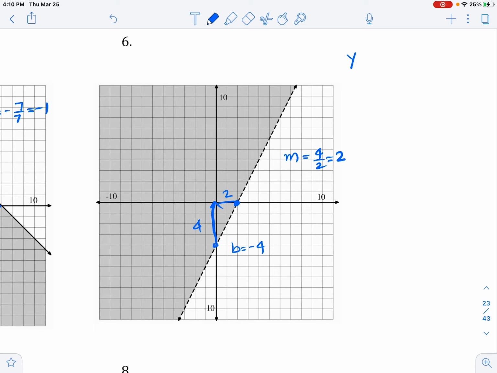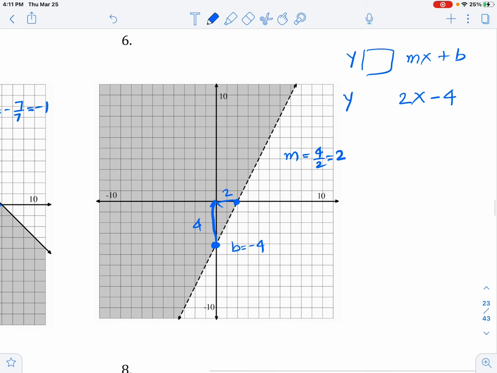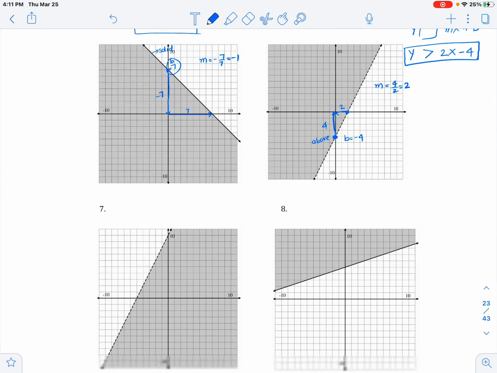So y, something has to be filled in here, mx plus b. So let's fill in y. M is 2x. B is -4. But I see the shading is done. This is the y-intercept. If it is above, it means it is greater. And because it's a dashed line, there won't be any equal symbol here, so I leave it as it is. If it is a solid line, I make it the greater or equal to symbol.